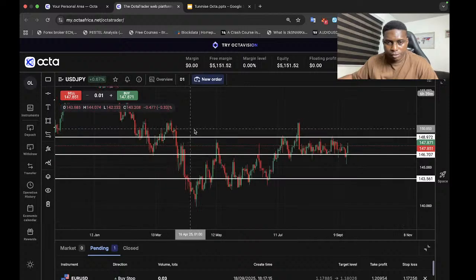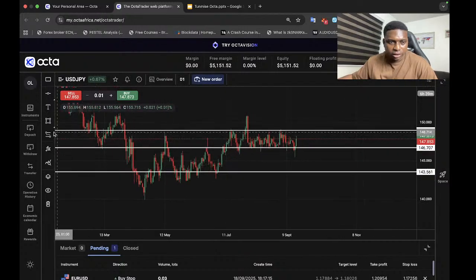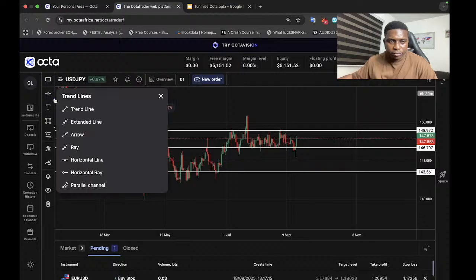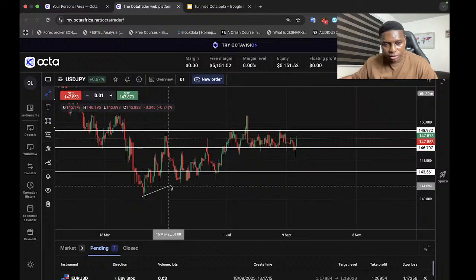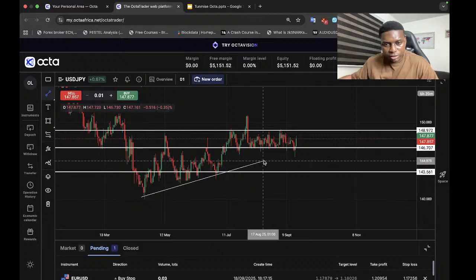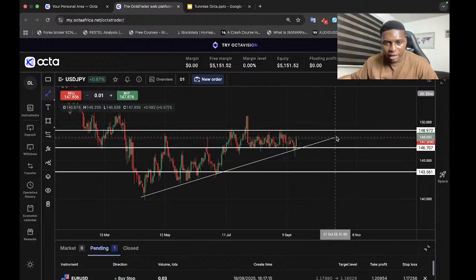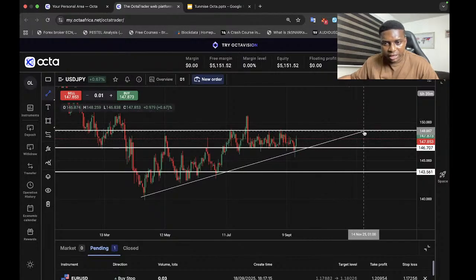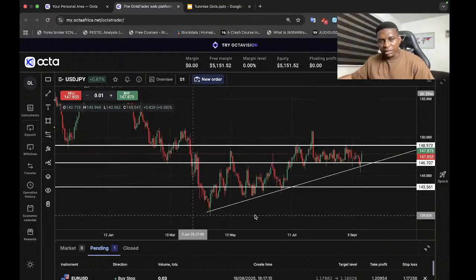So, you can see that on the daily time frame, price is currently just moving gradually in a trend line to the upside. Okay, we've been seeing price moving gradually.